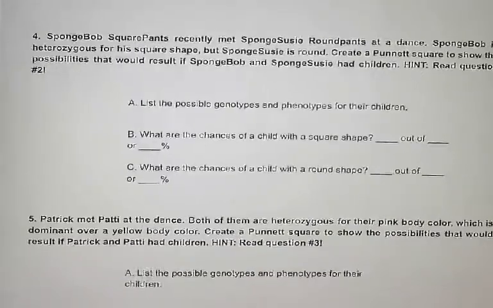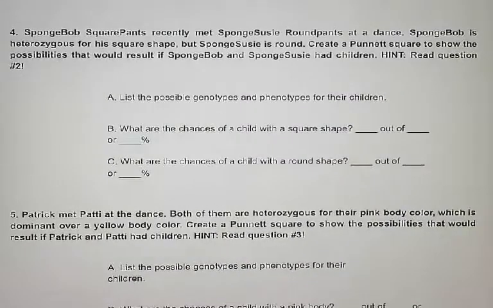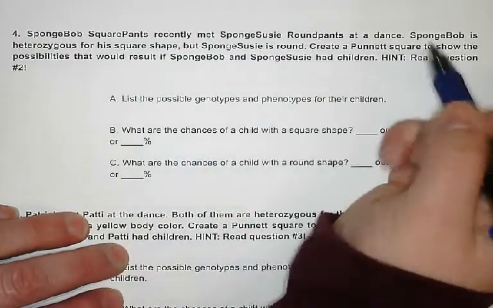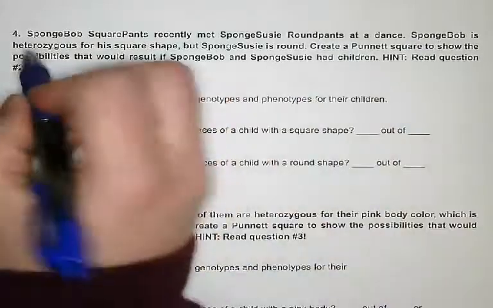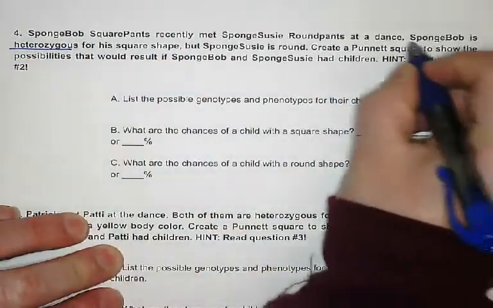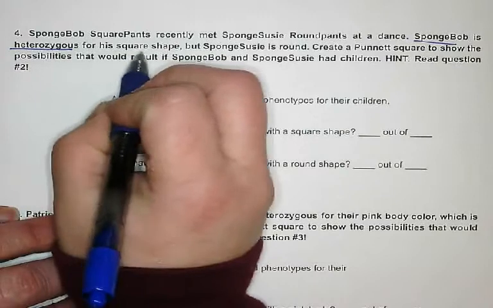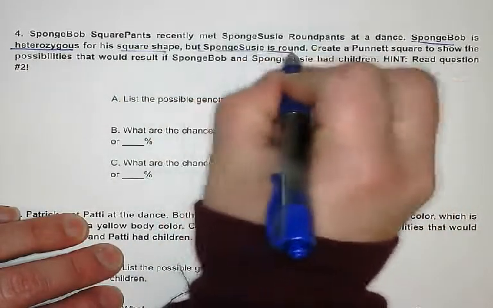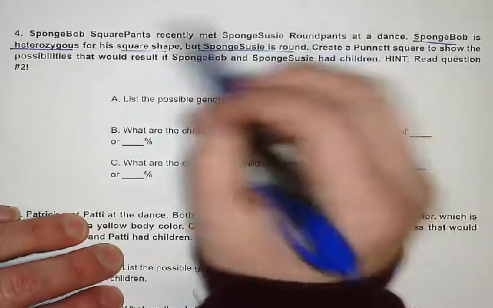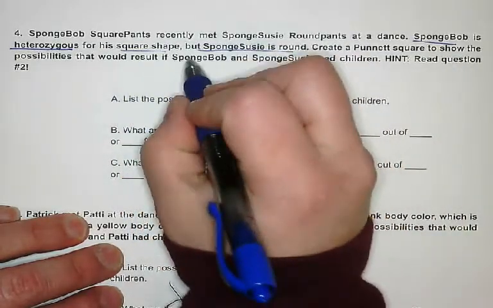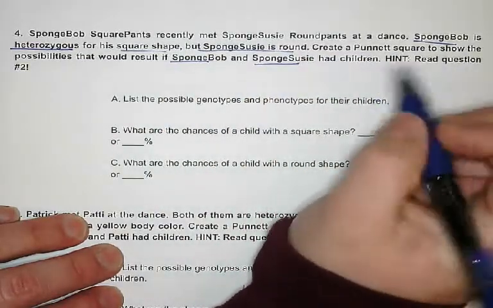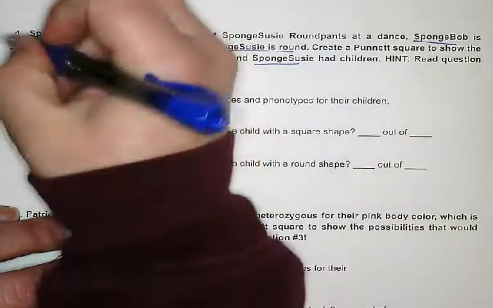Alright, question number 4. SpongeBob SquarePants recently met SpongeBob Susie Round Pants at a dance. SpongeBob is heterozygous for his squared shape, but SpongeBob Susie is round. Create a Punnett square to show the possibilities that result if SpongeBob and SpongeBob Susie have children. List the possible genotypes.